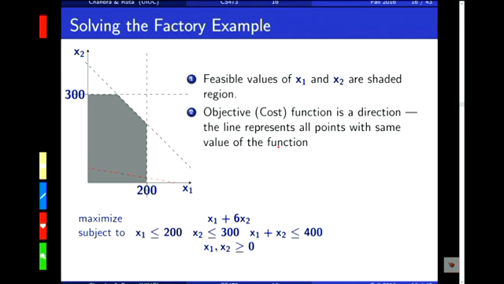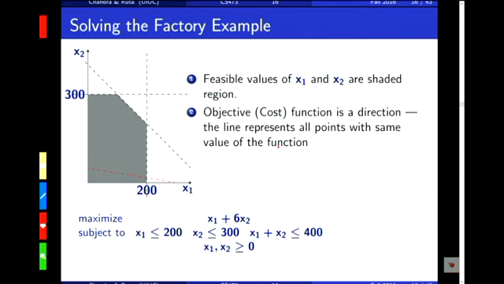Okay? So if you look at all the points where, say, x1 plus 6x2 is, say, whatever, 1, that will form a line, right? So all the points where this red line intersects this shaded region are the points where x1 plus 6x2 has the same value.